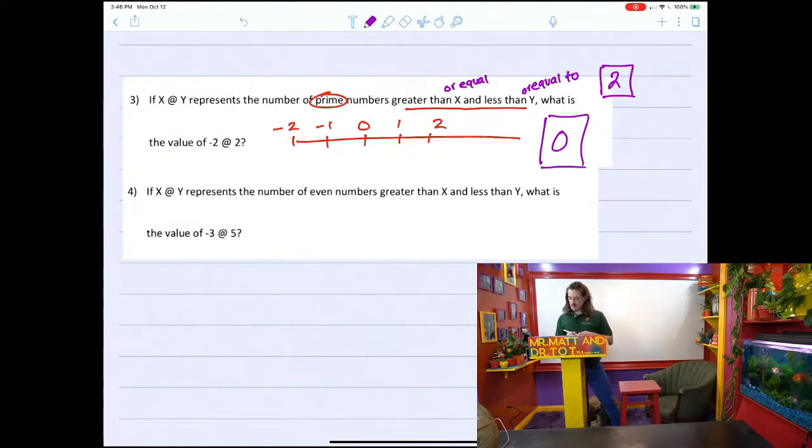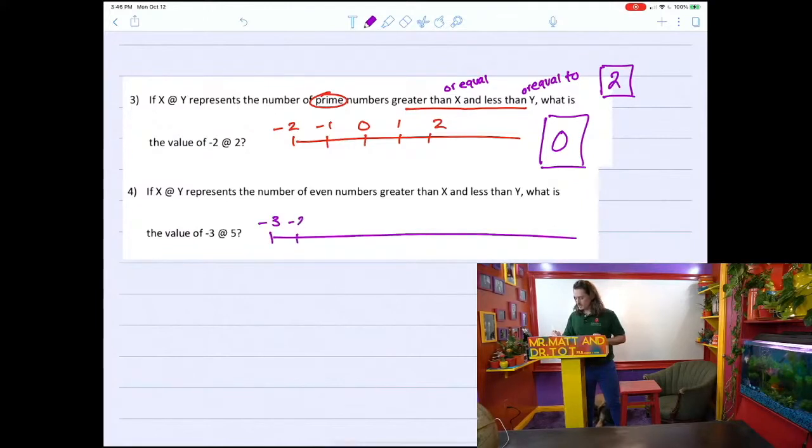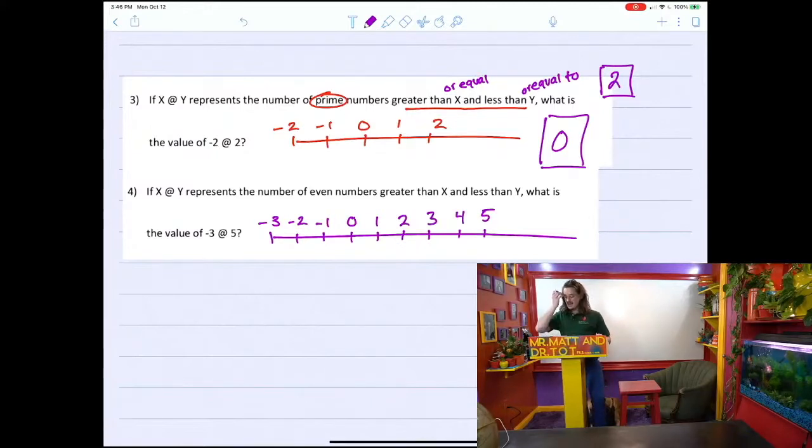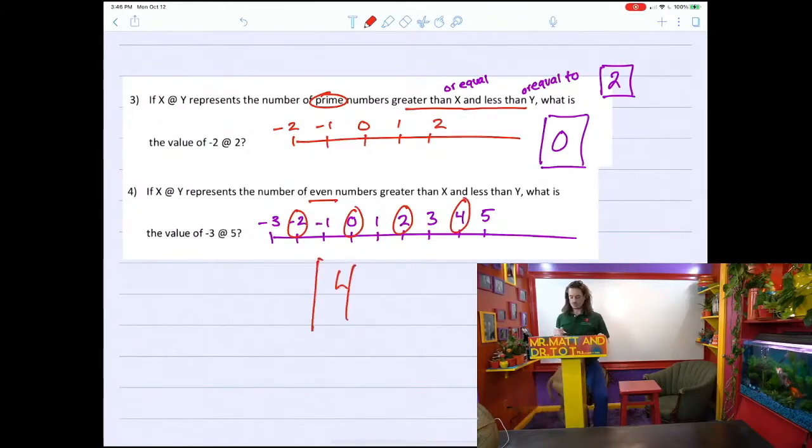Number 4 represents all of the even integers greater than x and less than y. What's the value of negative 3 at sign 5? So we're going from negative 3 to positive 5. So we're going to have negative 2, negative 1, 0, 1, 2, 3, 4, 5. And we're greater than x and less than y, so we can't count the endpoints. And we're talking about all of the even numbers between these values. So we're talking about negative 2, 0, positive 2, and positive 4. So there are 4 even values in between these two numbers.